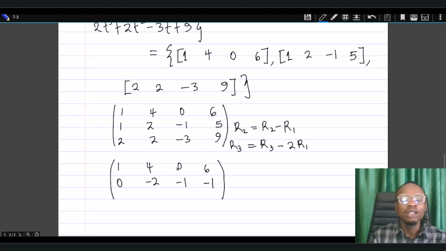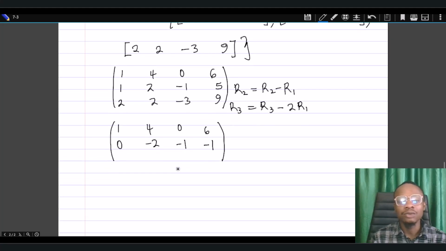Yep, we're good. Then for the next row, that's the last row, R3 minus 2R1. So we have 2 minus 2, that is 0. 2 minus 2 multiplying this, that is minus 8. So this will be 2 minus 8, that is minus 6. Now we have minus 3 multiplying this, that is minus 3 minus 0, so that is minus 3. And then we have 9 minus 2 multiplying this, that is 9 minus 12. And 9 minus 12 is minus 3. Okay, so with that, we are good to go.